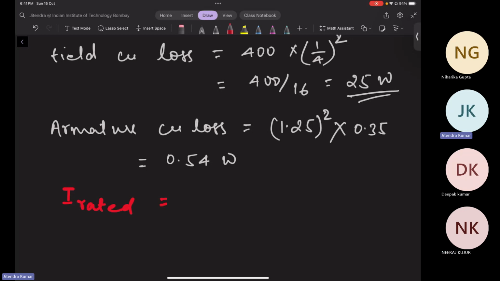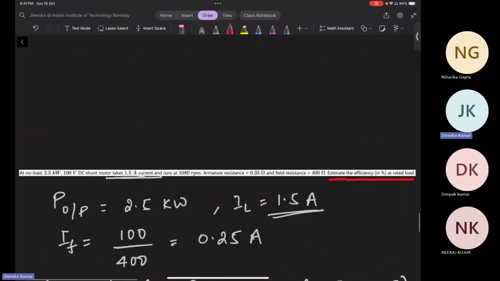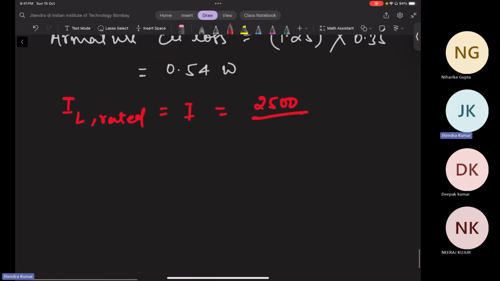Okay, let us assume one thing and we can subtract from that. So IL rated will be equal to how much? Let's suppose we are assuming at that condition, it is nothing but 2500 divided by VT. VT is 100 volt. Is it fine? Okay, sir.